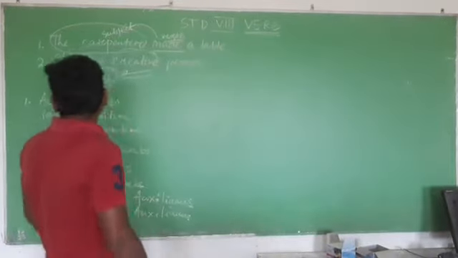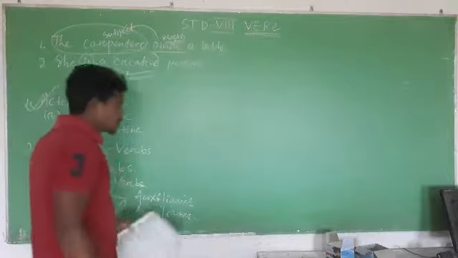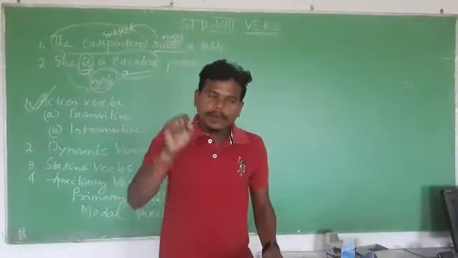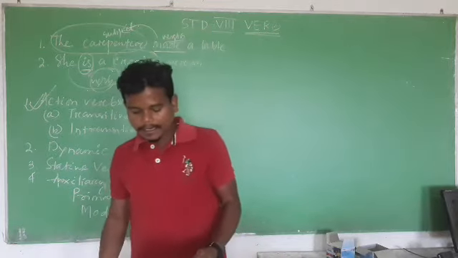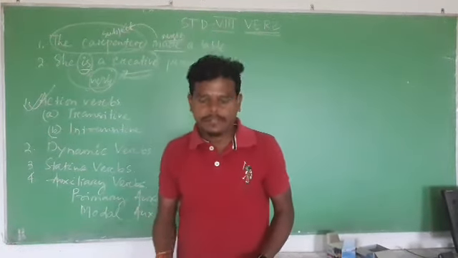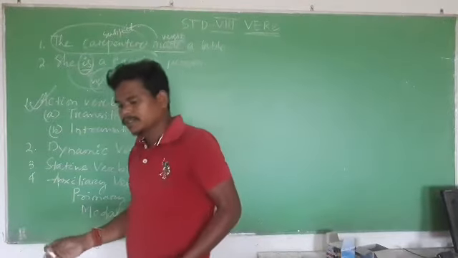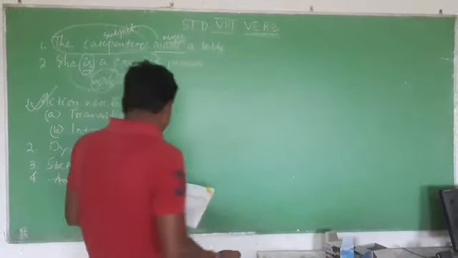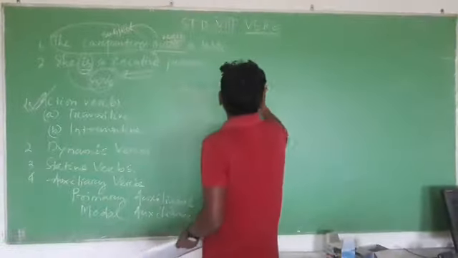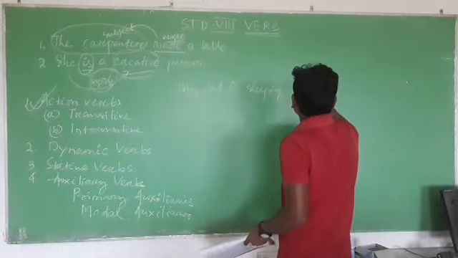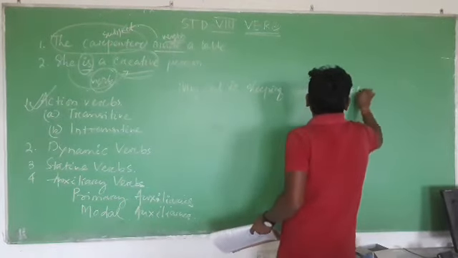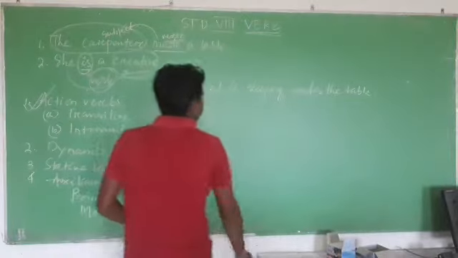So we will see the first one, the action verb. The action verb tells about what the subject is doing in the sentence. To identify it simply, we can ask the question: what is the subject doing? Suppose we say, my cat is sleeping under the table.